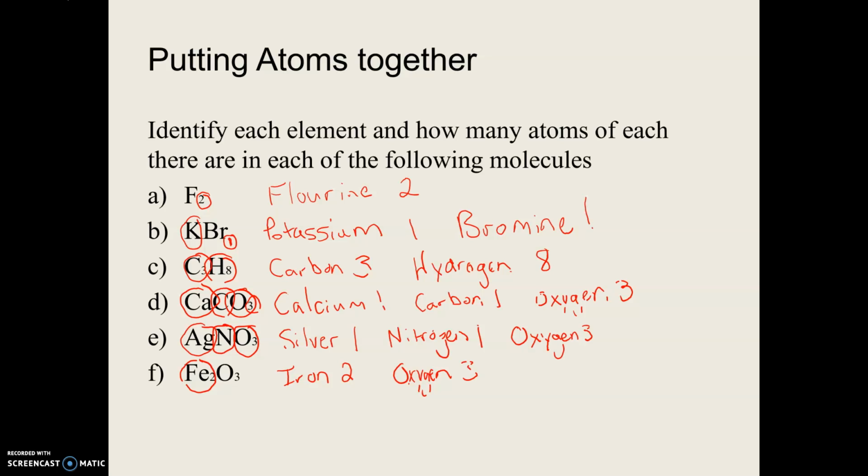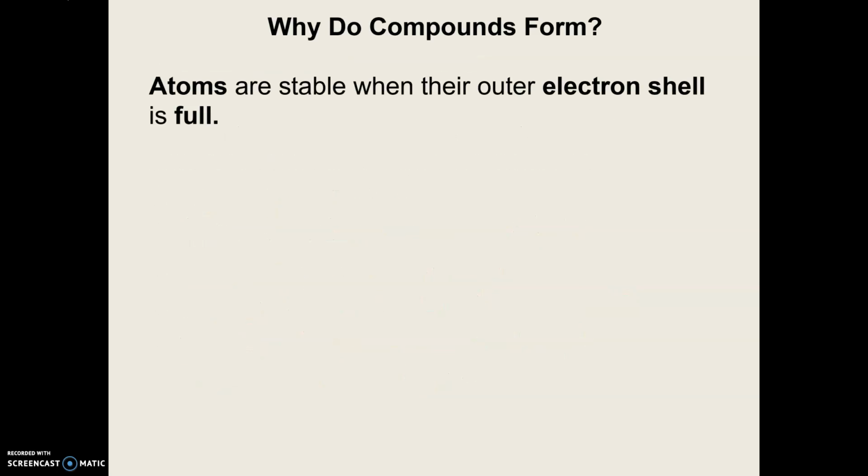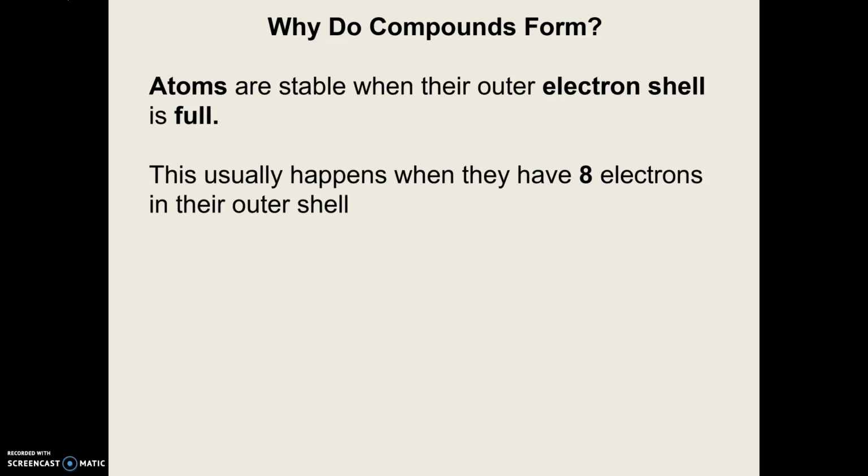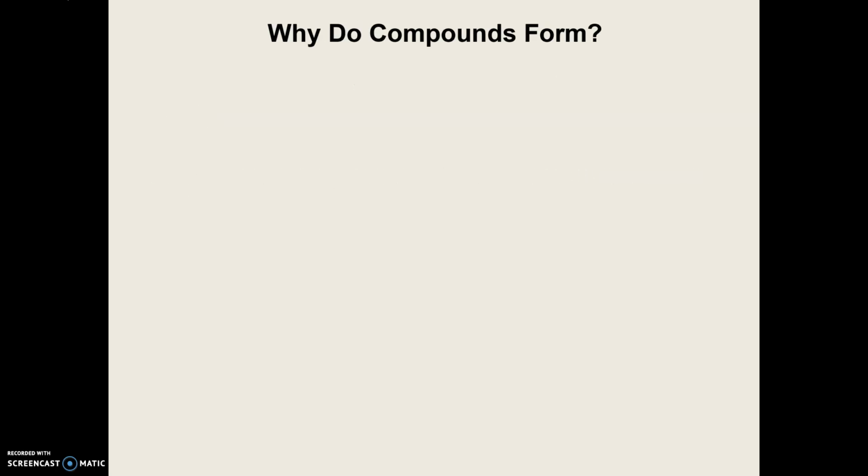Okay, I'm going to move on. So atoms are stable when their outer electron shell is full, and it usually happens when there's 8 electrons.